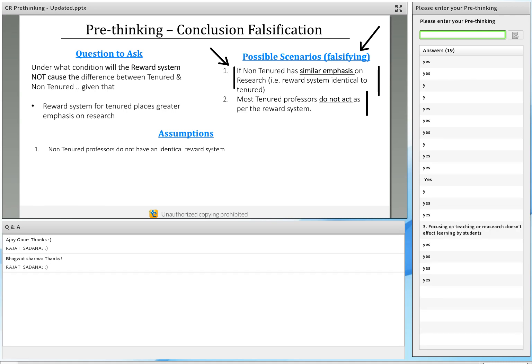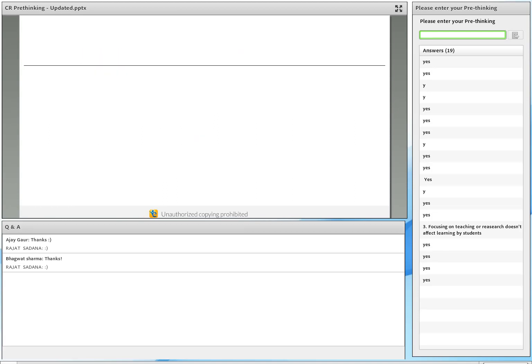So what are my assumptions? Non-tenured professors do not have an identical reward system, and tenured professors care about the reward system. These are my assumptions. Where do these assumptions come from? Each one of them comes from one of the possible falsifying scenarios. And there's a third one, which Lucas said: if a focus on teaching or focus on research has no effect on someone's ability to teach, then also you can't blame the reward system. Good, Lucas. That's a good one.